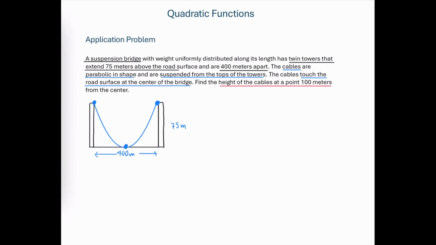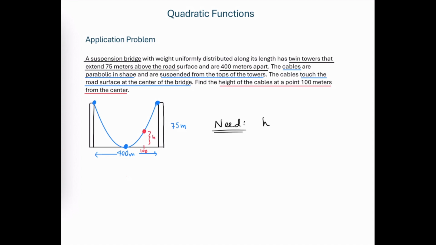Find the height of the cables at a point 100 meters from the center. If the total span of this bridge is 400 meters, from the center to the tower is a distance of 200 meters, and half of that is the distance, 100 meters, that we're being asked to find. We want to determine the height of the cable at this point.